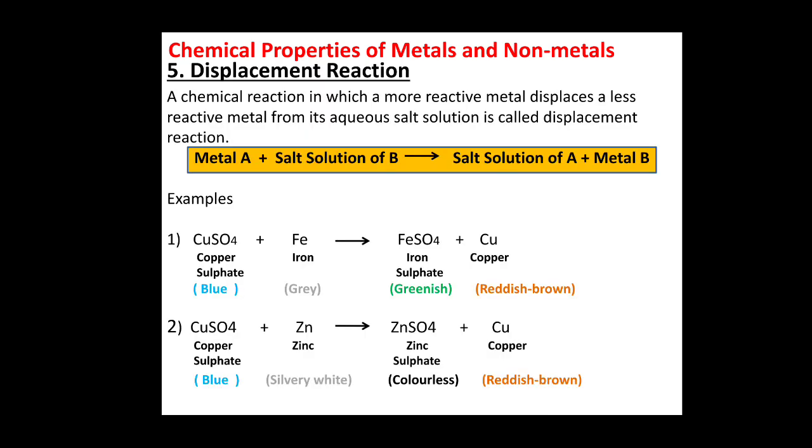What is displacement reaction? A chemical reaction in which a more reactive metal displaces a less reactive metal from its aqueous salt solution is called displacement reaction. That means, when metal A is mixed with the salt solution of metal B, then it forms the salt solution of A plus metal B. Let us understand this reaction with the help of an example.